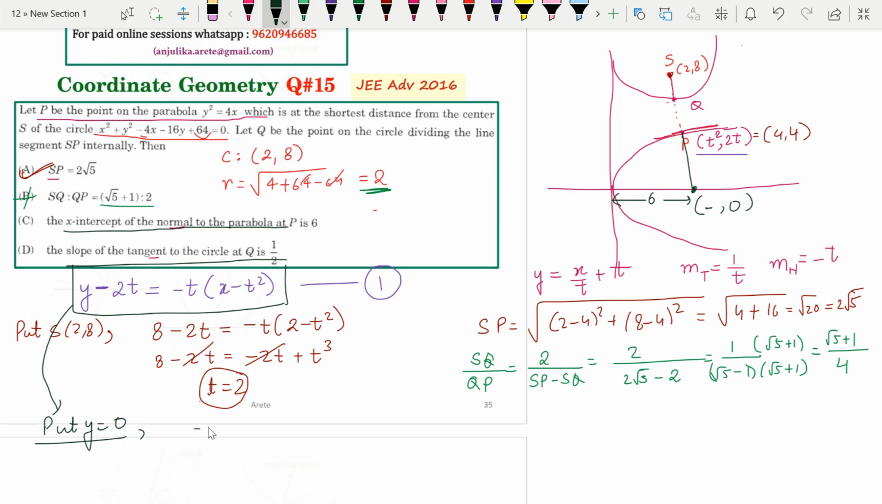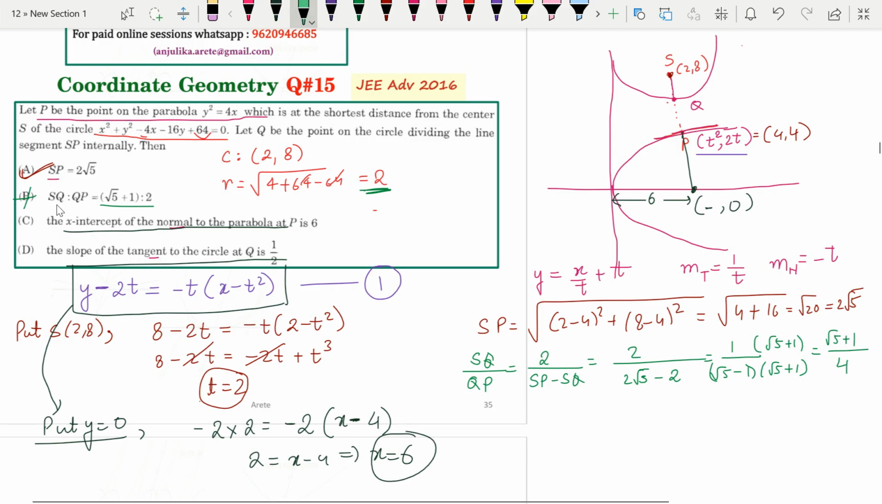So what do I get? Minus 2t, t we already figured out, that's 2, is equal to minus 2 into x minus t square, with t's value 2, that's 4. How much are we getting now? I'm getting 2 is equal to x minus 4, so I'm getting the x value to be 6. So done, check. This is also the correct option.